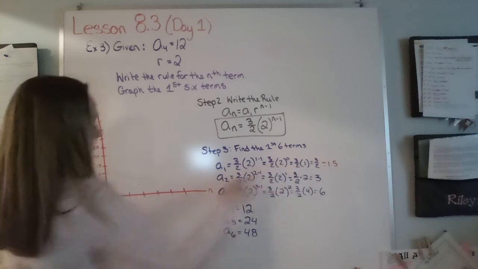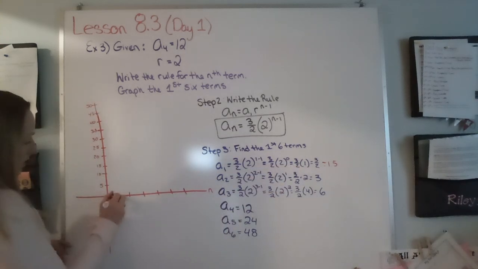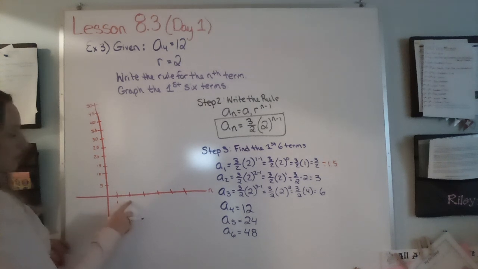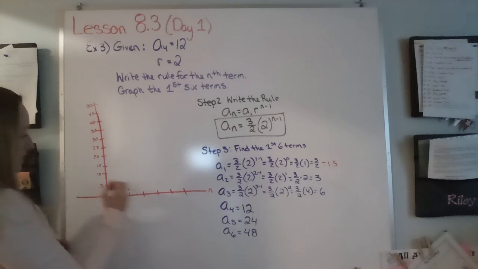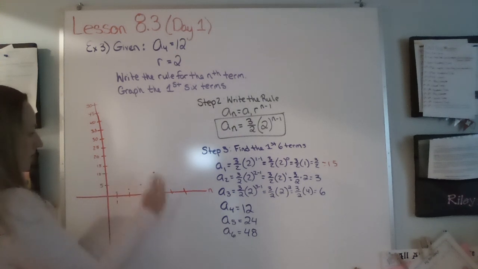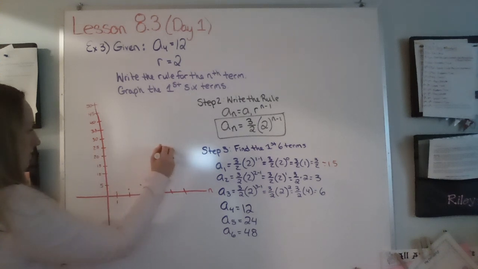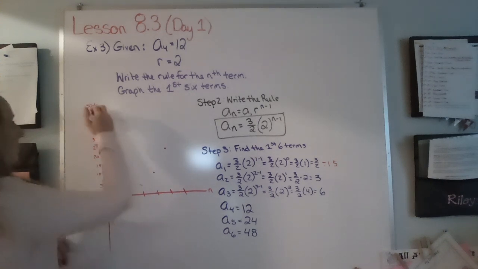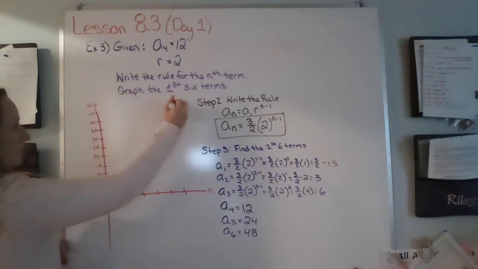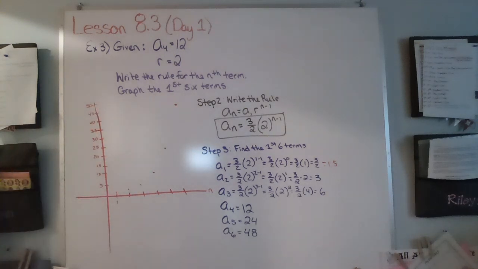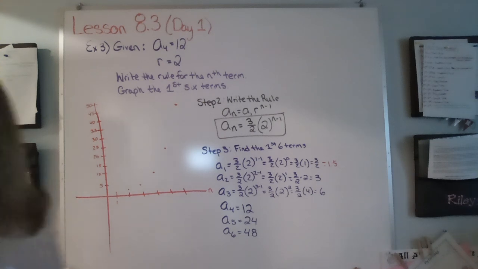So the first term is 1.5, so term 1, and just go like right above. The second term is 3, so a little bit higher. The third term is 6. The fourth term is 12. The fifth term is 24. And the sixth term all the way up here at 48, something like that. Okay? And you don't connect the points, you just plot them.